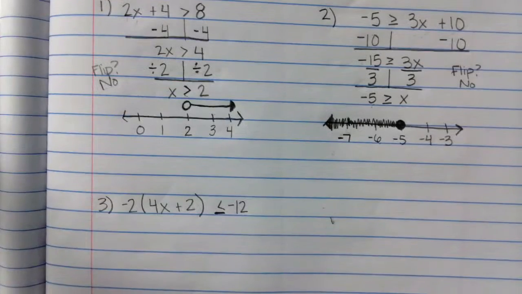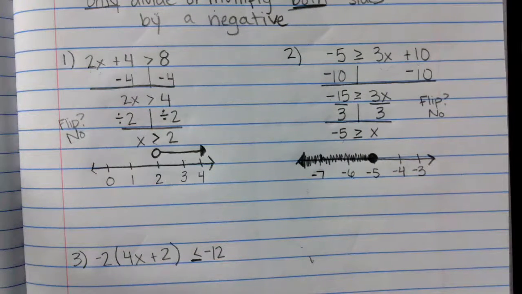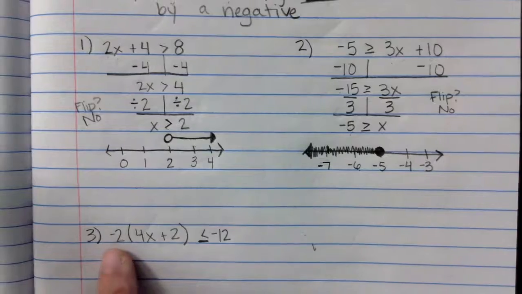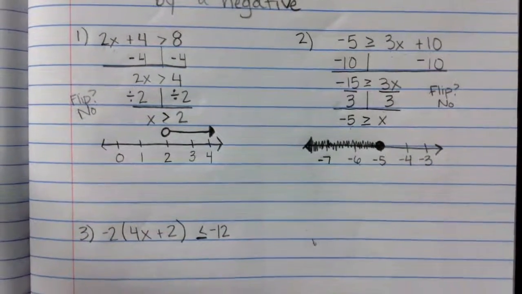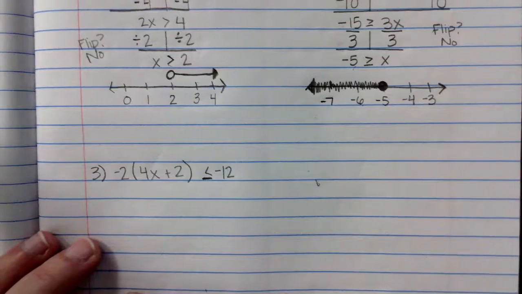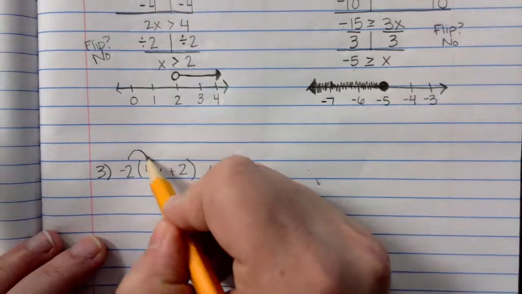So what's different about number 3 compared to the last 2? What are we going to have to change about our method? Yep, we have those parentheses, and we can't get inside the parentheses without undoing that multiplication. So what property do we use to undo multiplication? We could do division, or we could do the distributive property, which is usually how we do it.